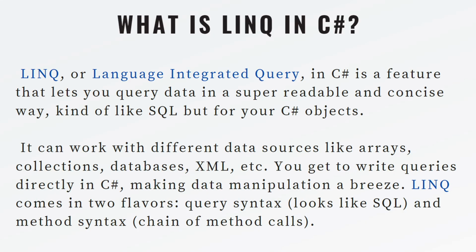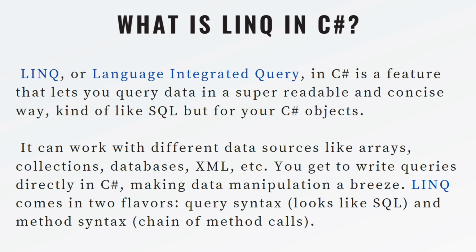What is LINQ in C#? LINQ, or Language Integrated Query, is a feature which allows you to query data in a very readable and concise way, similar to SQL. LINQ can work with different data sources such as collections, arrays, databases, XML, remote databases, and many others. LINQ also comes in 2 different flavors: query syntax, which looks like SQL, and method syntax.